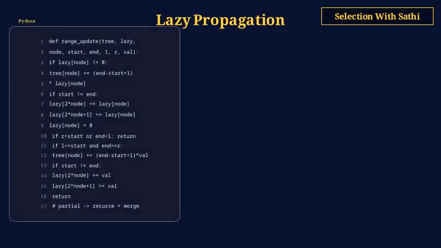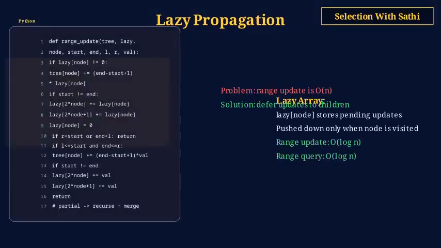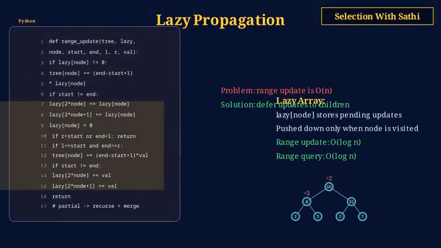Lazy propagation solves a critical problem. Without it, updating a range of elements requires O(n log n) time. With lazy, range updates become O(log n). The idea, instead of updating all leaf nodes, we store pending updates in a lazy array.